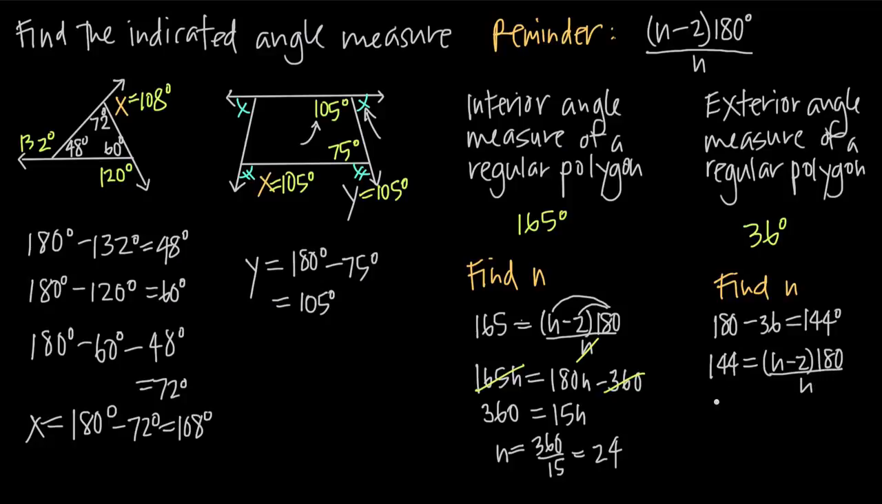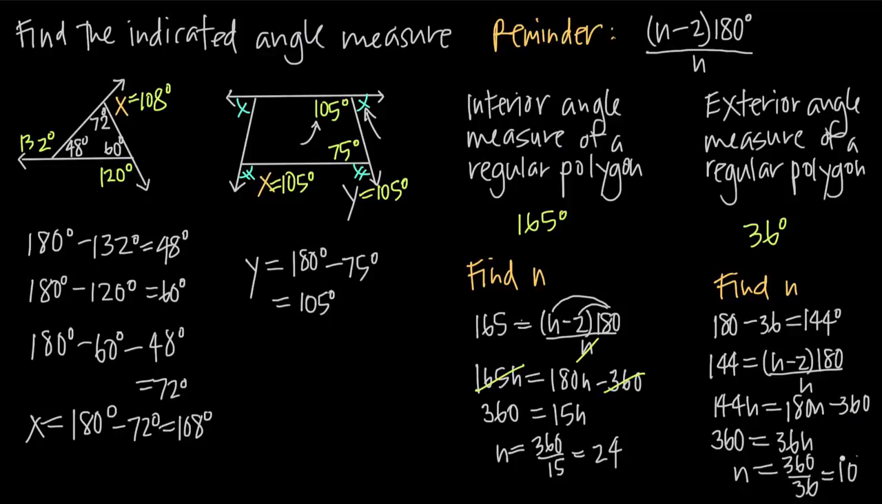And again, here we're going to multiply both sides by n and get 144n equals, distributing the 180, 180n minus 360. And then here we'll just collect like terms. So we'll add 360 to both sides to make it positive. We'll subtract 144n from both sides. And on the right then we'll get 180n minus 144n, which is going to give us 36n. And then dividing both sides by 36, we see that n is equal to 360 over 36, which of course is 10.